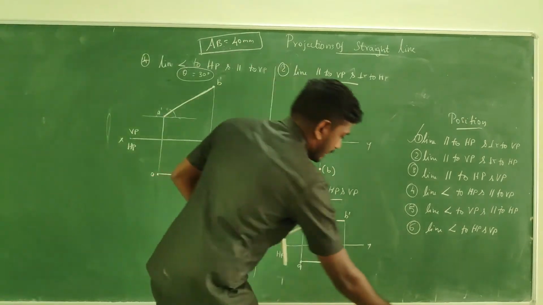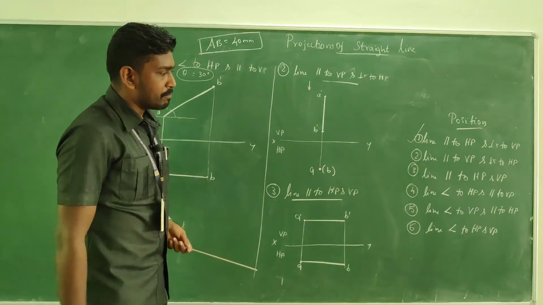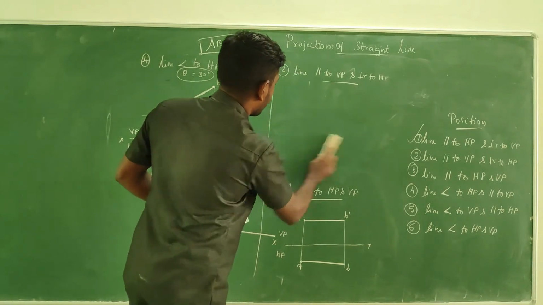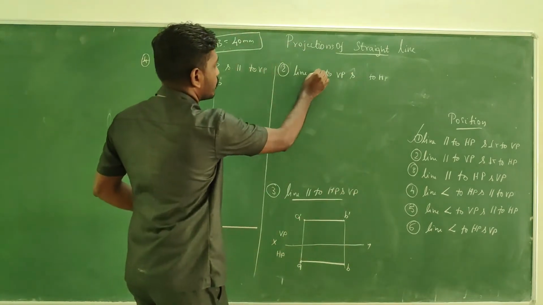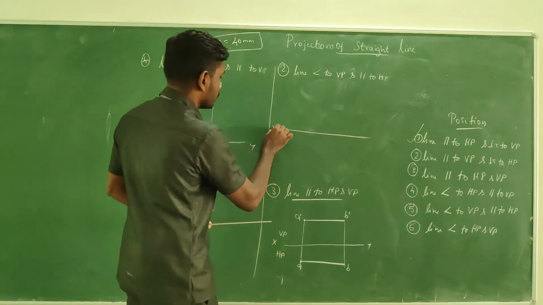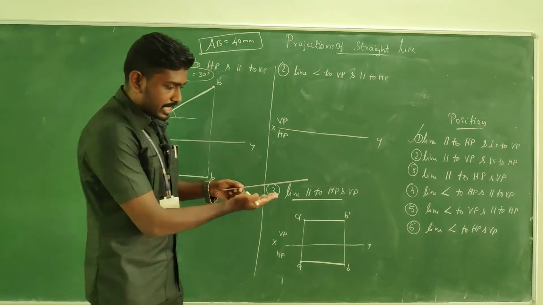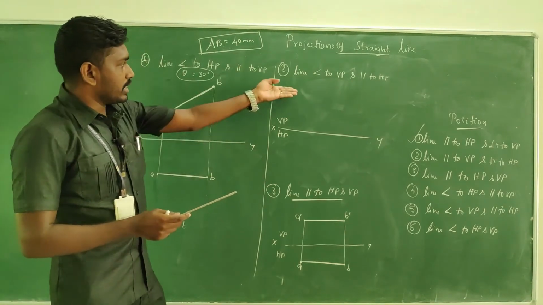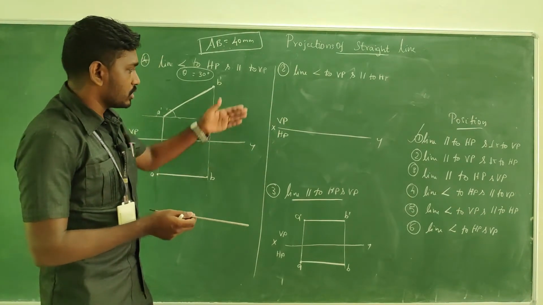Okay. Next, move to the fifth condition: line inclined to VP and parallel to HP. Be ready with the reference line, VP plane and HP plane. So this ground is a horizontal plane and this board is a vertical plane. For this, what is the position? Which is the right position? Inclined to VP, right? So this is the VP.